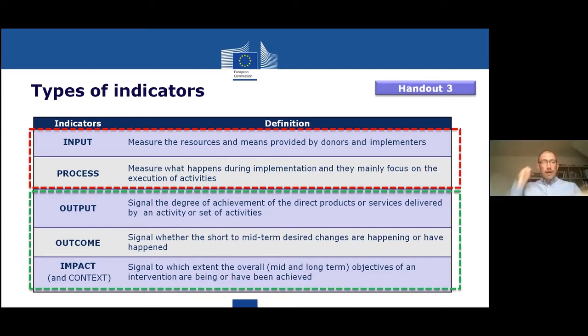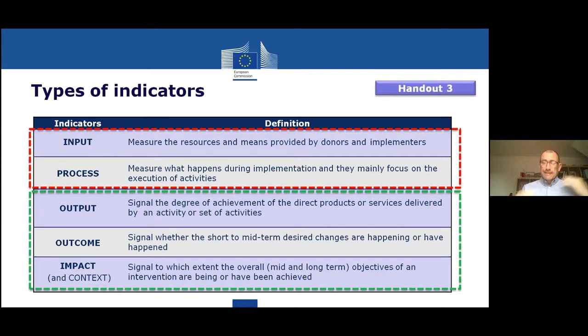The output indicators basically signal the degree of achievement of the direct products or services by an activity or set of activities. That means it tells us whether the things that the project said it was going to put in place have been put in place or not, or how close we are to doing that. They tend to be quite binary. They are there. The hospital has been built. The capacity has been increased. 250 people have been trained. The IT system has been installed and is now working. That kind of thing is an output indicator.